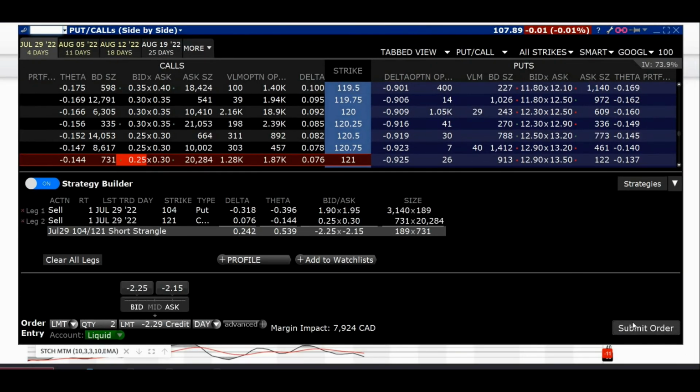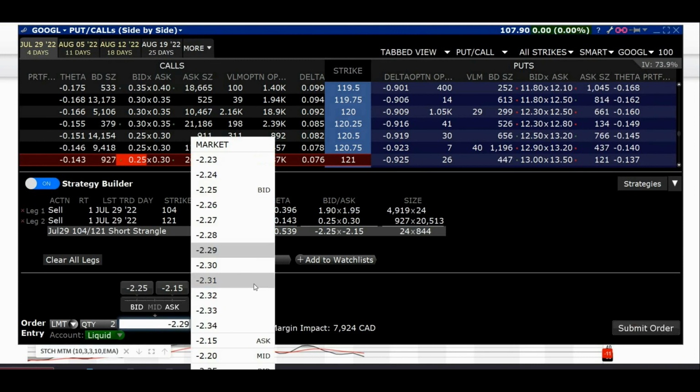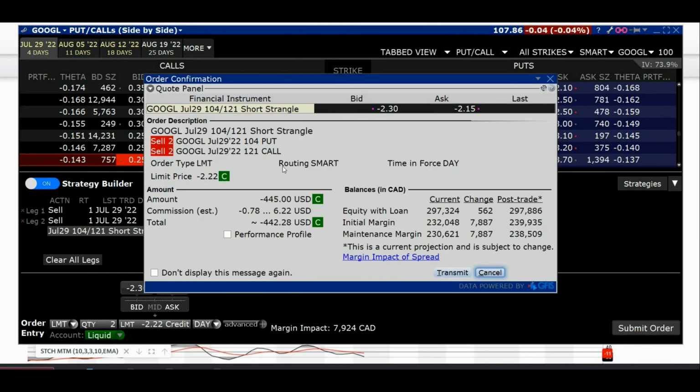So I'm going to go ahead and put this order through. I'm going to take a look at what the price is now. Okay, so it's about the same. It's gone down a little bit. Let's go to 222, and I'll submit order.